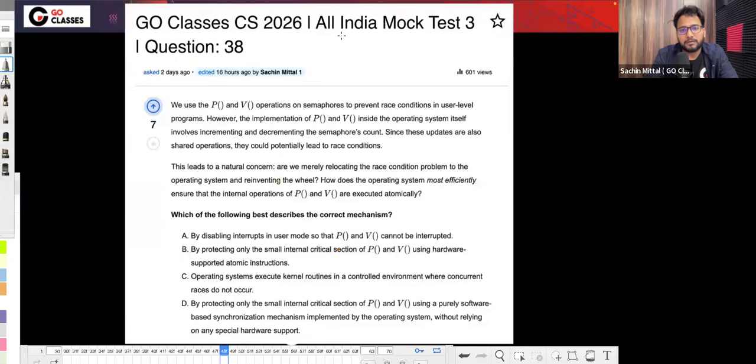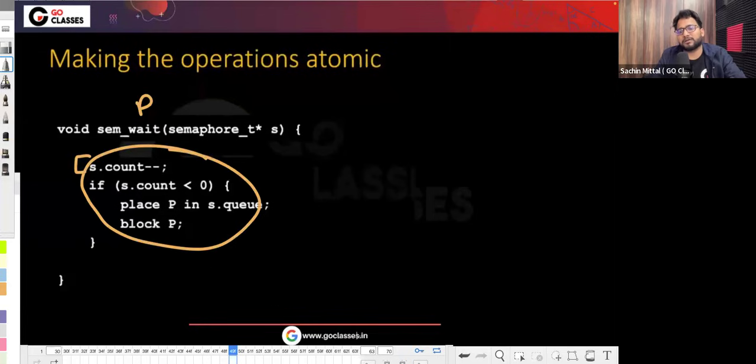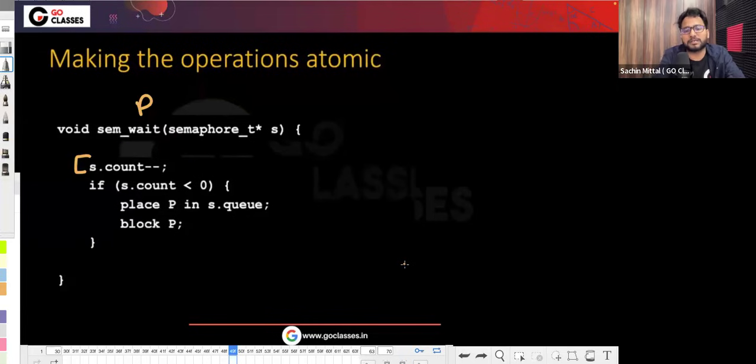Now let's just see this question. It was really a nice question. In this question they are saying that you have P and V operations, and P and V operations are basically used to prevent the race condition, right? But in P and V also we have increment and decrement. For example, I think this is the implementation of P. Here we have a decrement. So how do we prevent the race condition here? The question is about how to prevent the race condition in P and V.